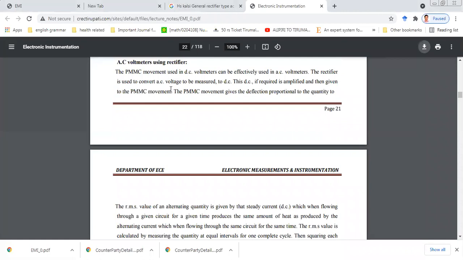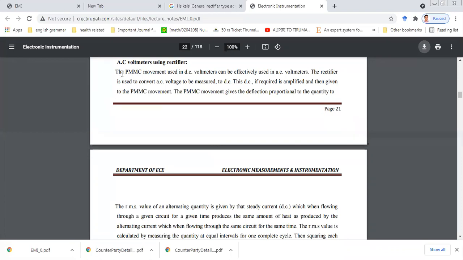Generally, to measure the AC voltage, first of all we have to convert that into DC voltage. The general circuit used to convert AC voltage into DC voltage is a rectifier. After conversion to DC we can connect it to the basic meter. So the basic requirement for the measurement of AC voltage is a rectifier. First of all, the AC voltage is converted into DC using a rectifier circuit.